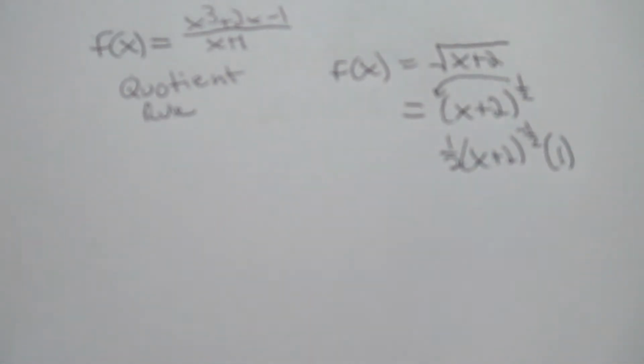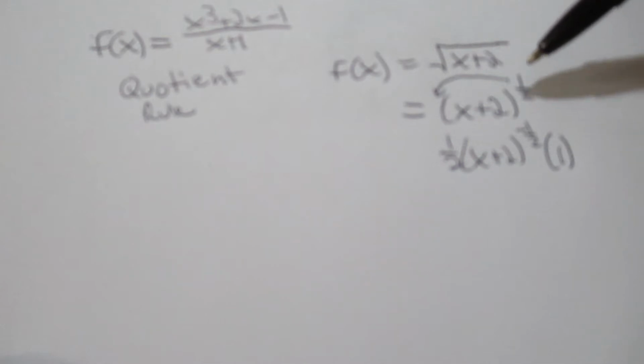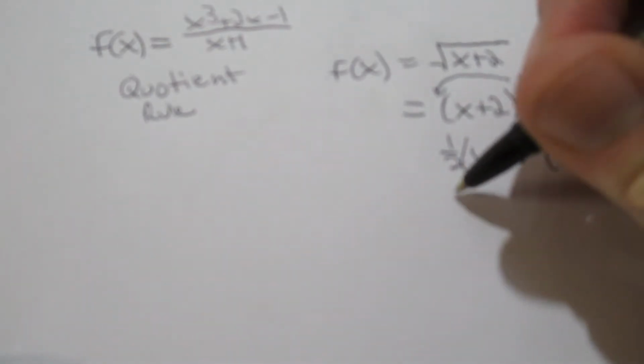But yeah, that one's a little bit trickier, not as easy to spot, but whenever you see a root or something like that, turn it into a number in the exponent, and it'll probably make it a little easier for you. So this one was the chain rule.